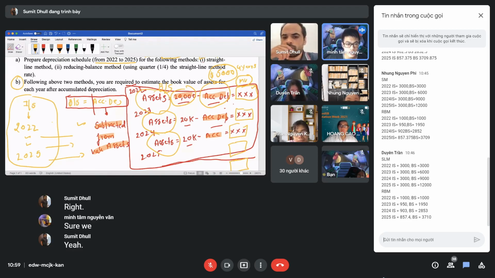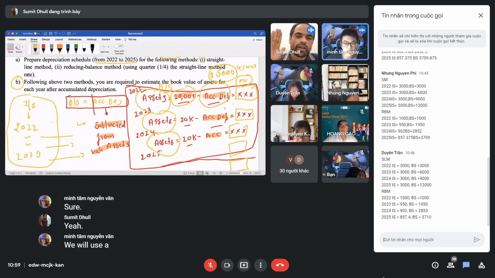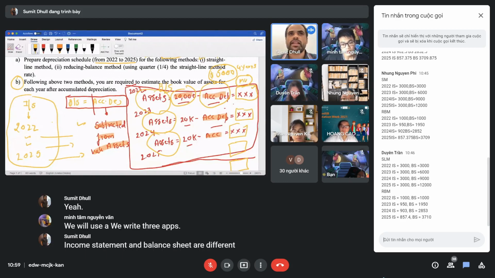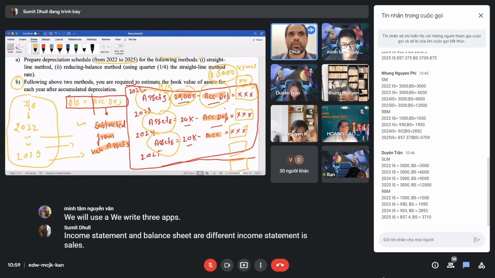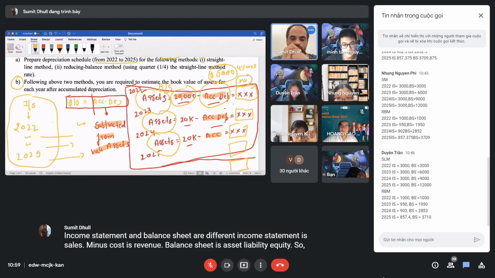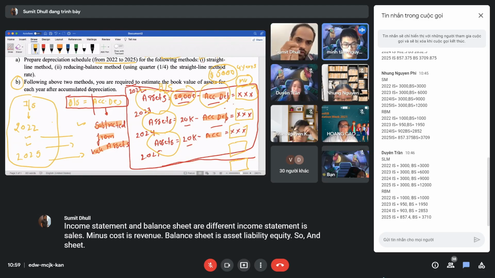Remember, the income statement and balance sheet are different. Income statement is sales minus cost, which gives revenue. Balance sheet is asset, liability, equity. So that's the balance sheet. Yeah, thank you. I got it.